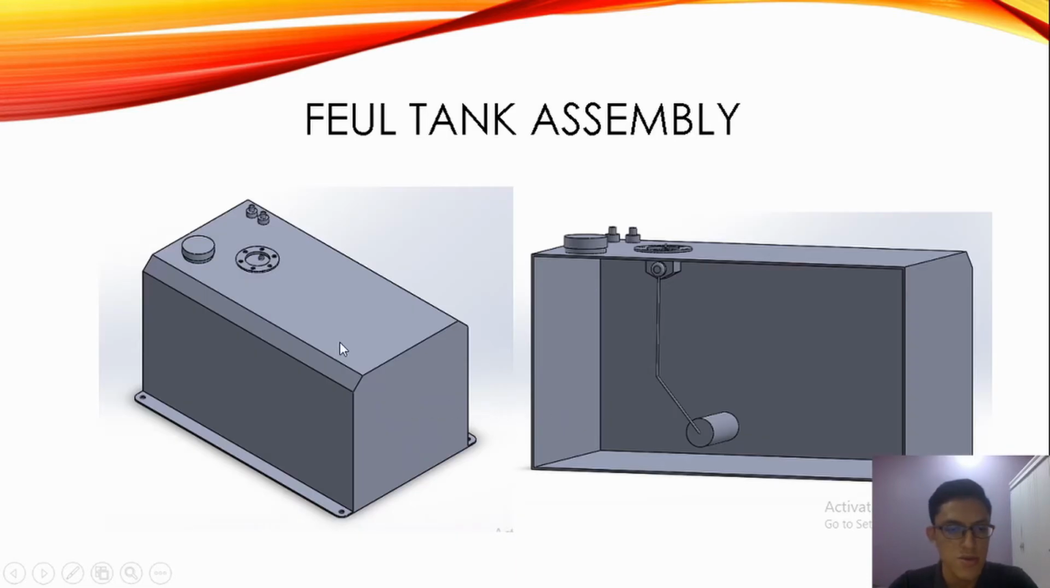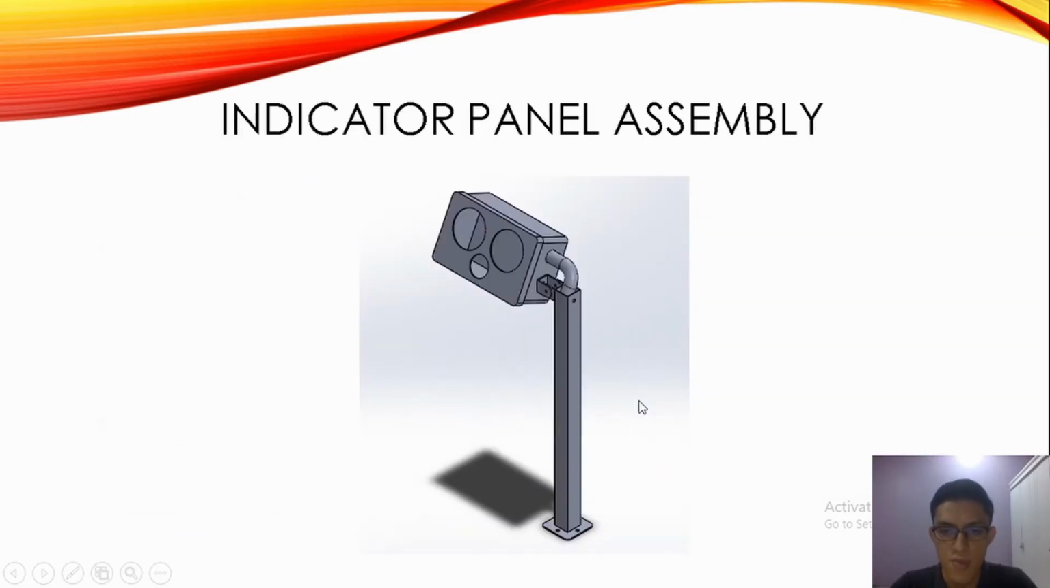Next, here is the fuel tank assembly. This here is the cross section of the tank showing the flow inside the tank. The last one is the indicator. The indicator is where the output will be showing. The box here is where we will be installing the speedometer showing the speed, tachometer showing the RPM of the engine and the fuel gauge.